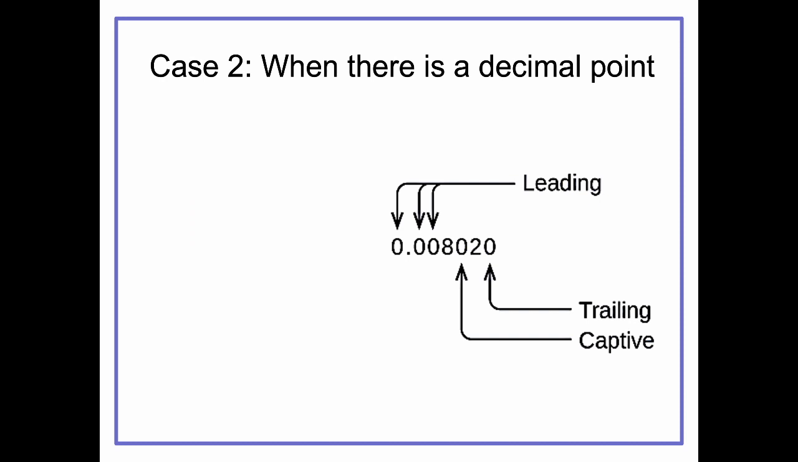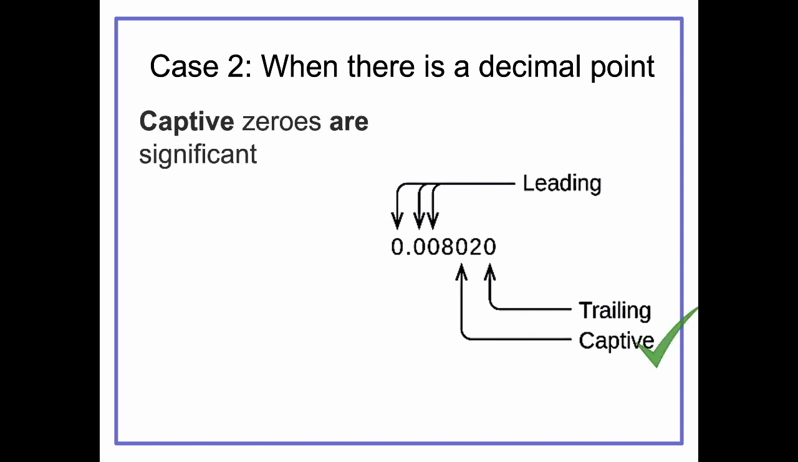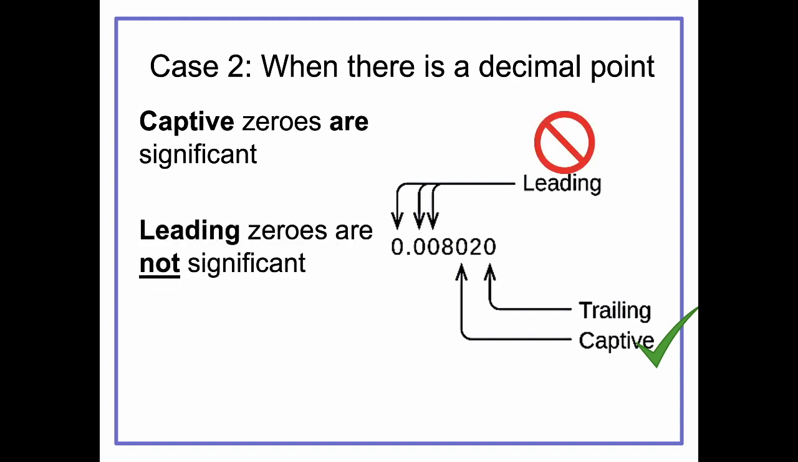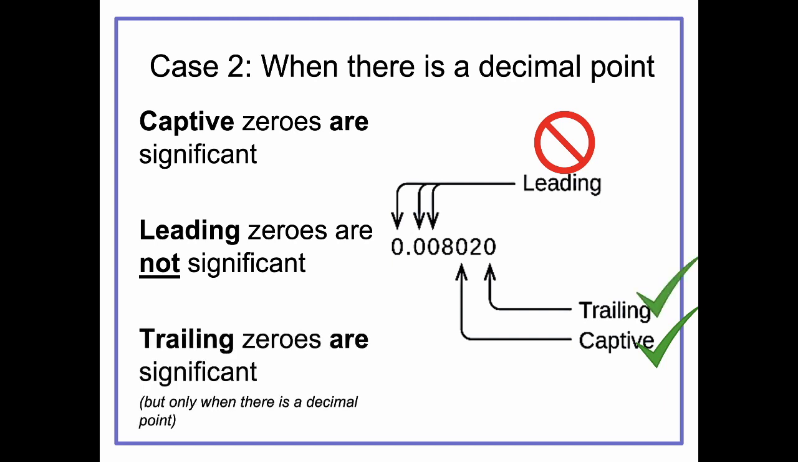So let's go to case 2, cases where there's a decimal. As in case 1, captive zeros are zeros that are between 2 non-zero numbers. They are always significant. Leading zeros are the ones that occur before the first non-zero digit. They are not significant. When you're dealing with decimals, your first significant digit is going to be the first non-zero number on the left. Even though trailing zeros were not significant in the numbers that didn't have decimals, they are significant if they happen after a decimal.